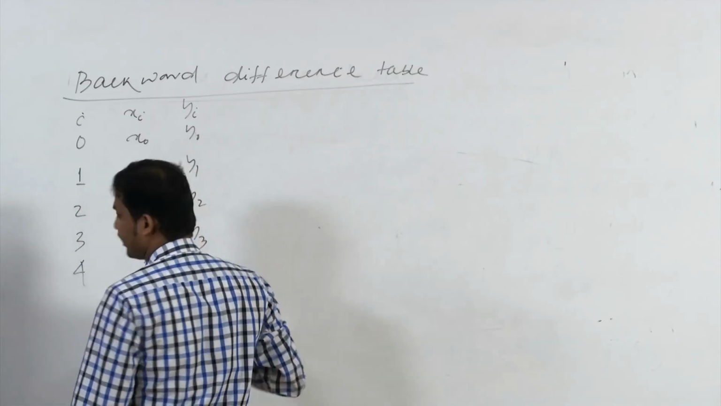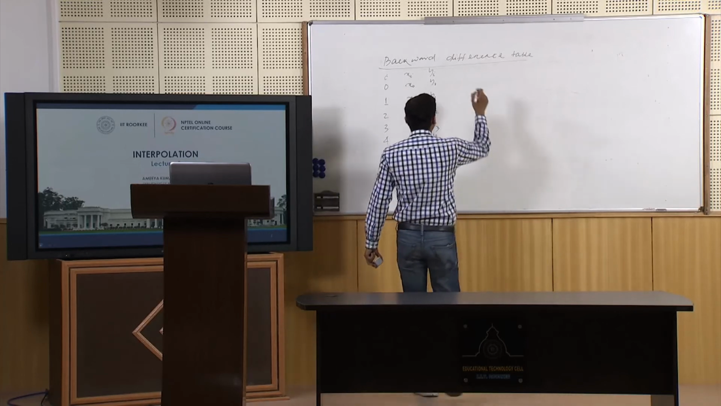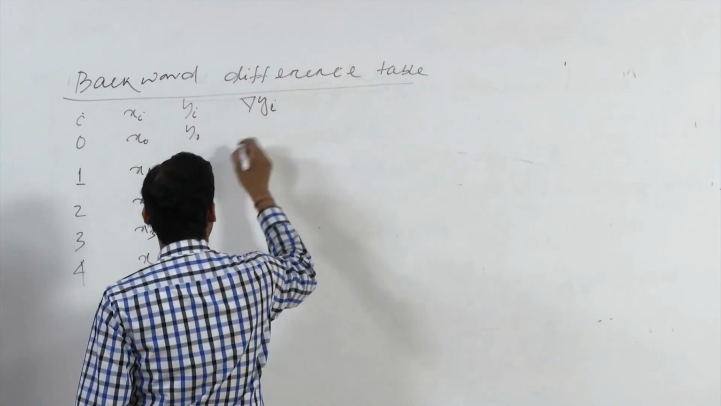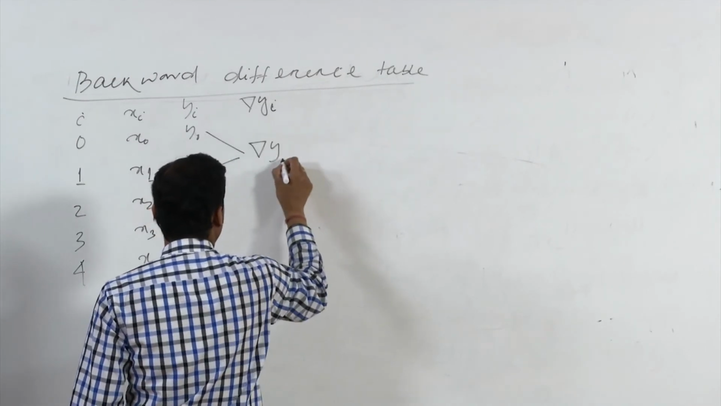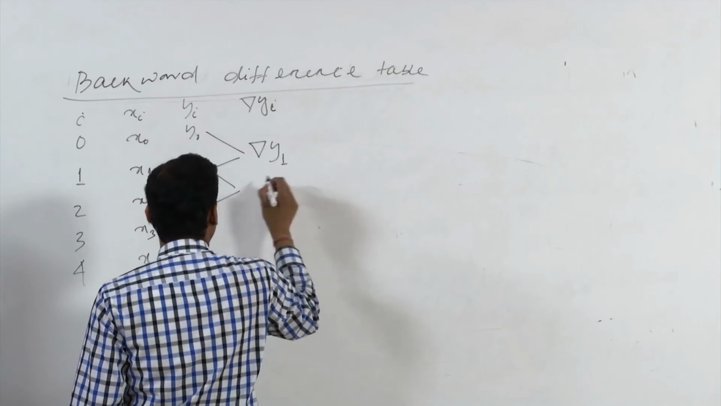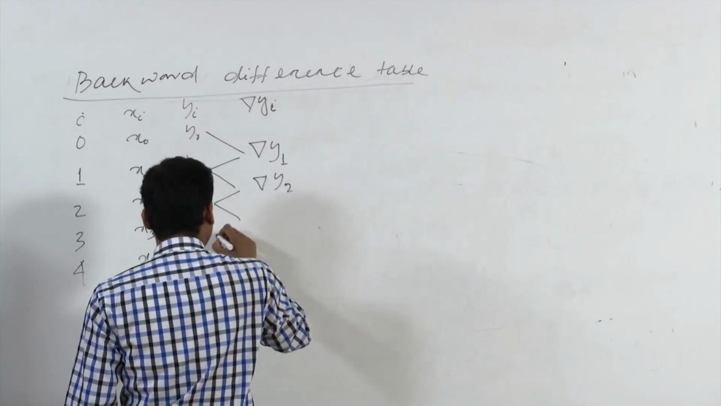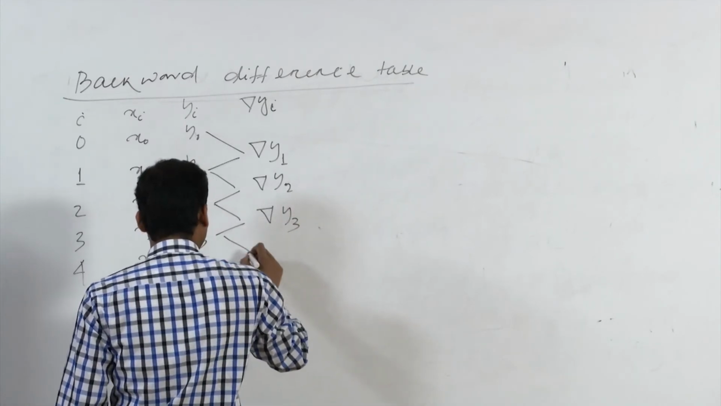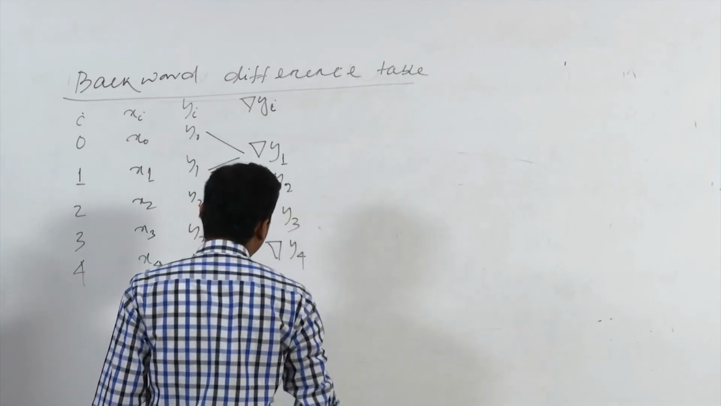If you express these tabular values, then we can write this as nabla of yi here. So nabla of y1 here, then the difference y2 minus y1 gives you nabla of y2 here. The difference y3 minus y2 gives you nabla of y3 here. The difference y4 minus y3 gives you nabla of y4 here.